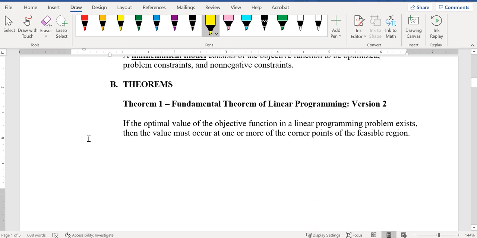Couple of theorems. Theorem 1, fundamental theorem of linear programming. If the optimal value of the objective function in a linear programming problem exists, then that value must occur at one or more of the corner points of the feasible region. That's going to be huge when we go to try to find the optimal value. We're going to first find the feasible region, then we're going to locate the corner points.